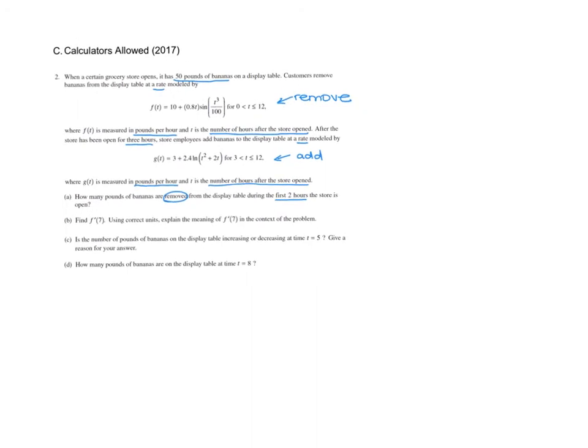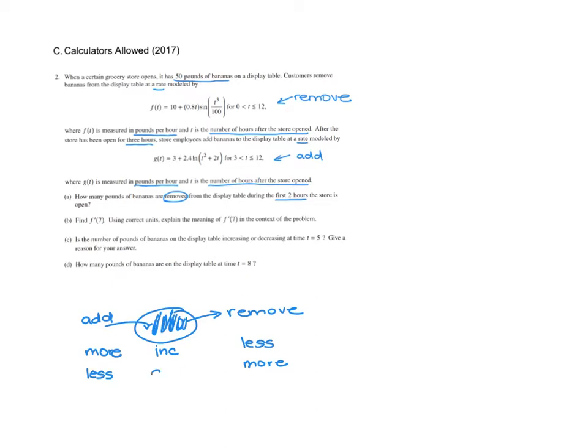So let's say we have the table and some bananas being removed, and we're adding some more bananas on top of the table. So if there's more bananas being added and less bananas being taken out, that means the bananas on top of the table are actually increasing. If there's less banana being added and more banana being removed, then that means the number of bananas here on the table is going to be decreasing.